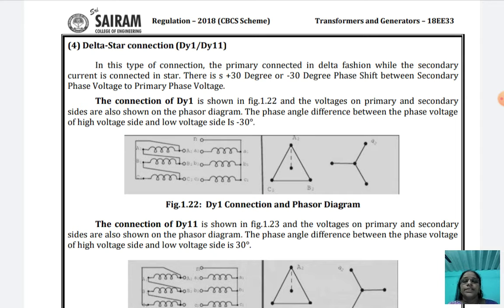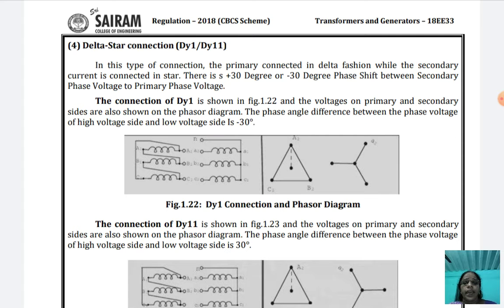Now you can see figure 1.22. This is the Dy1 connection and phasor diagram. The first represents the connection diagram, the second one is the phasor diagram. Why this is called Dy1: the phase angle difference between the phase voltage of the high voltage side and low voltage side is minus 30 degree phase shift, that is a 30 degree lag. In this case, the primary side is the delta connection, and the secondary side is the star connection.